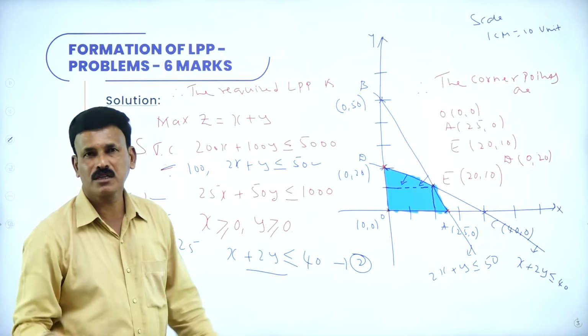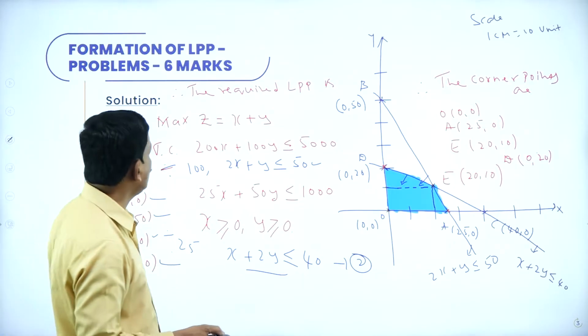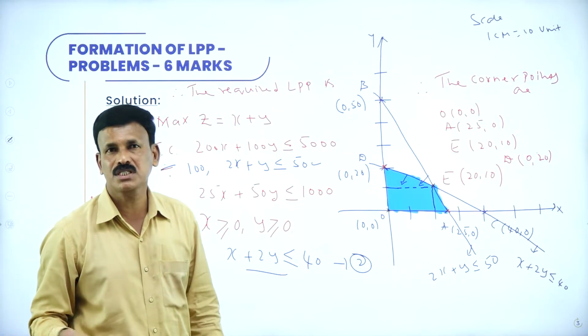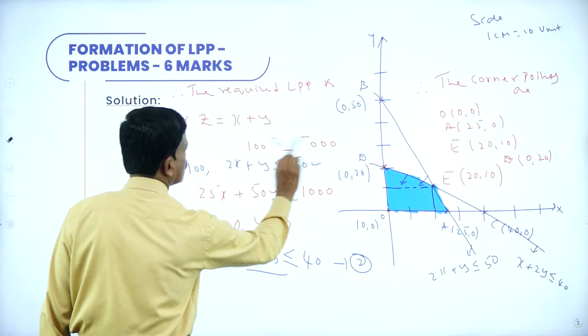These are the corner points. Now just substitute in the objective function and find for what value you are going to get the maximum. That's it. Okay, hope you followed this. Now I will substitute here.